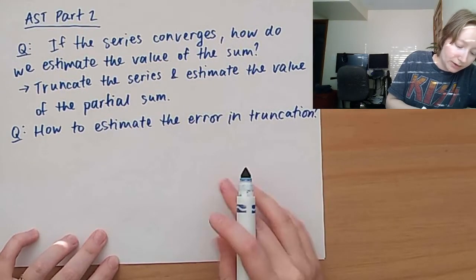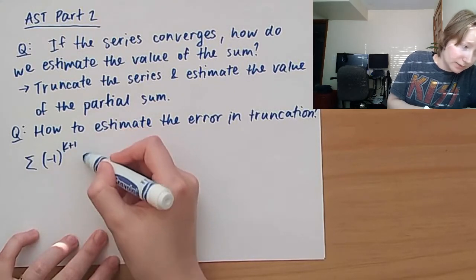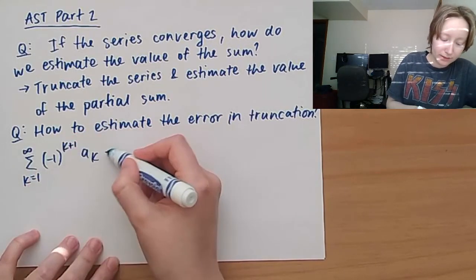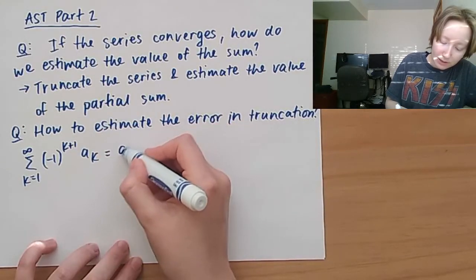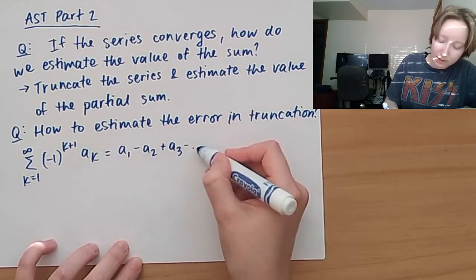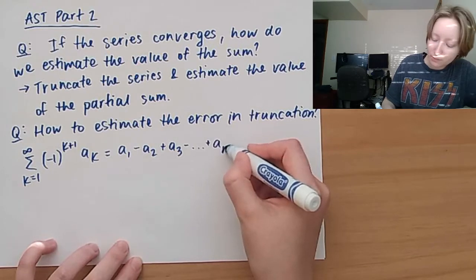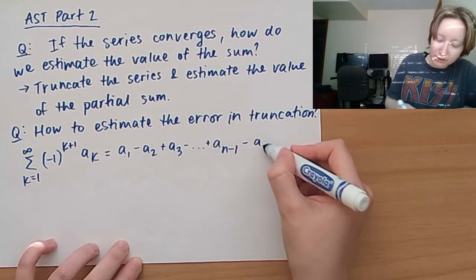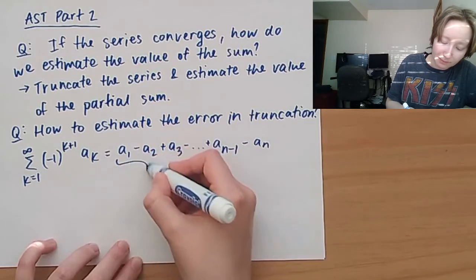So for example, I could have negative 1 to the k plus 1 times a sub k inside of my series. And so if I write out the first couple of terms, the first sign is going to be positive, so I'm going to get a sub 1 minus a sub 2 plus a sub 3 minus something, then plus something, and let's call this term a sub n minus 1. The next term is going to be negative a sub n. And so these first n terms from 1 to n, I'm going to call this the nth partial sum.